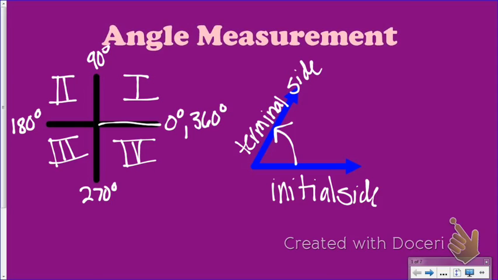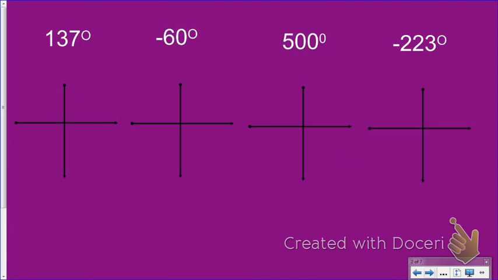So let's do a couple examples of just drawing some angles. Let's start with 137 degrees. If we're not sure where to draw it, it helps to know where those border lines are that we just figured out. I know that this line here is 90, and I know that this line is 180. And I know 137 is in between those two numbers. So I draw my initial side at 0, I draw my terminal side in between 90 and 180, and then I go from 0 to 137, and there's my angle.